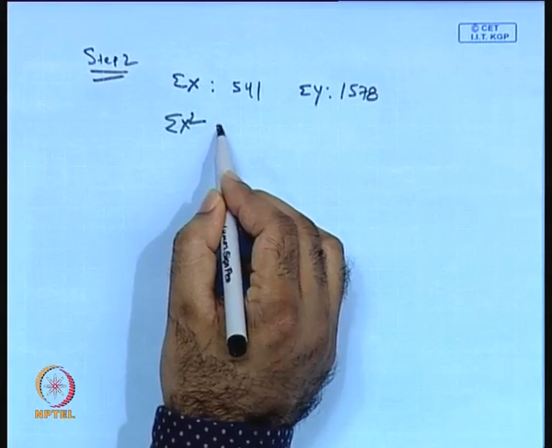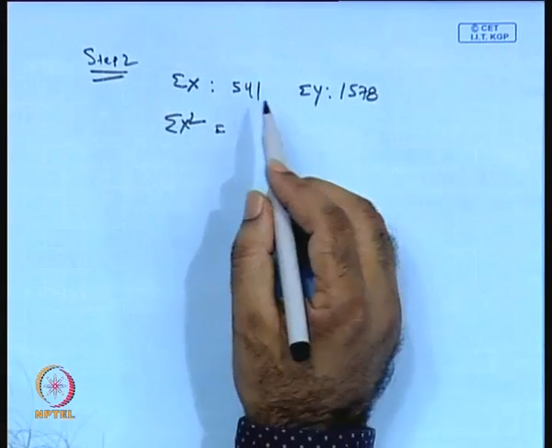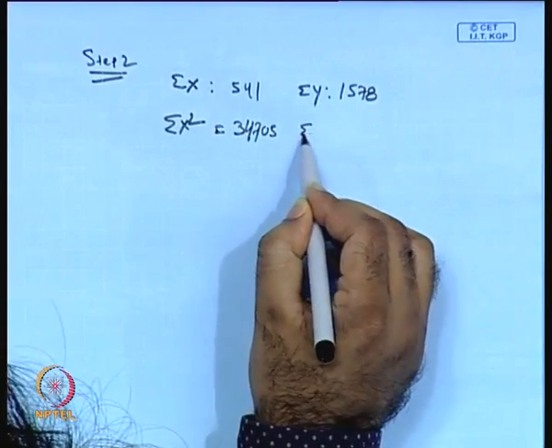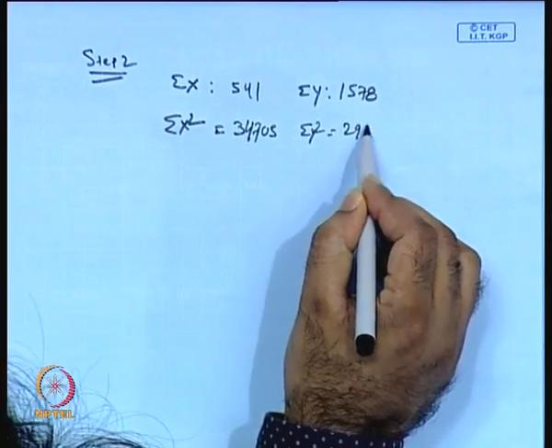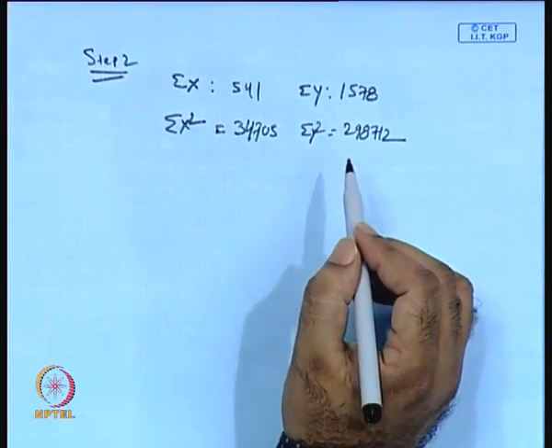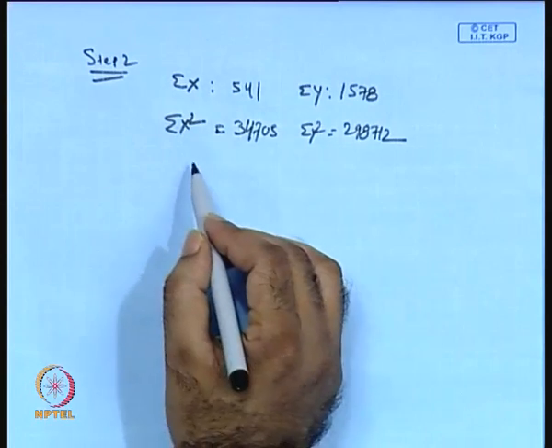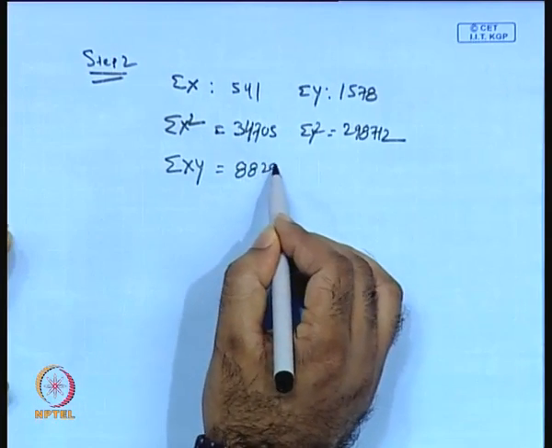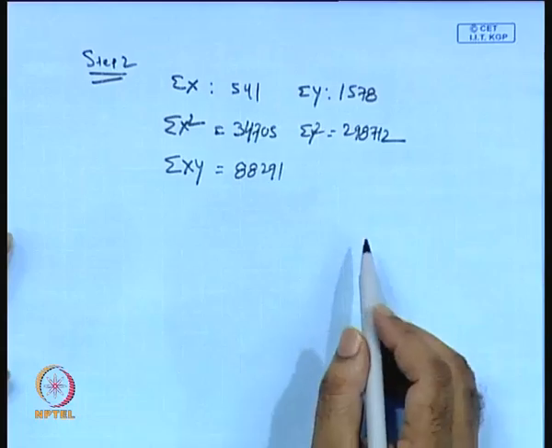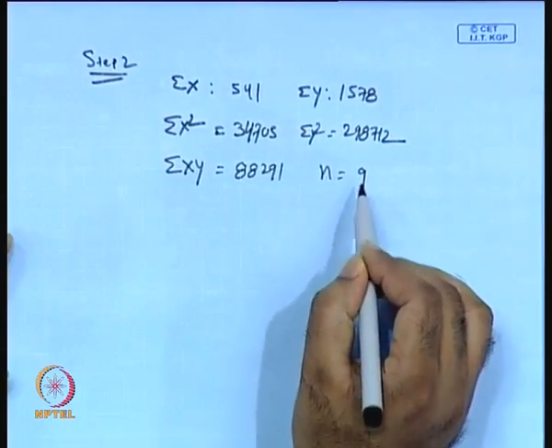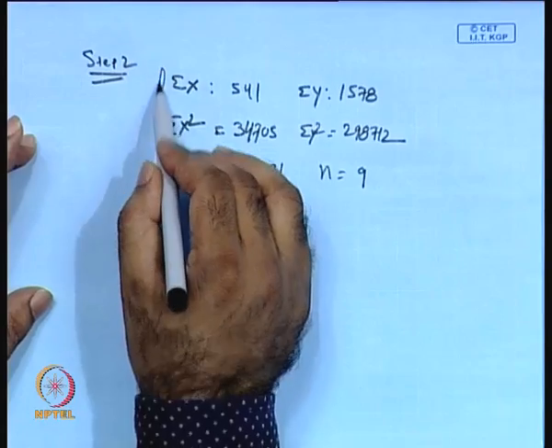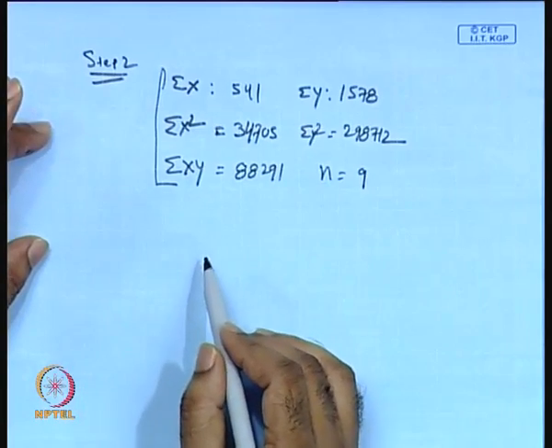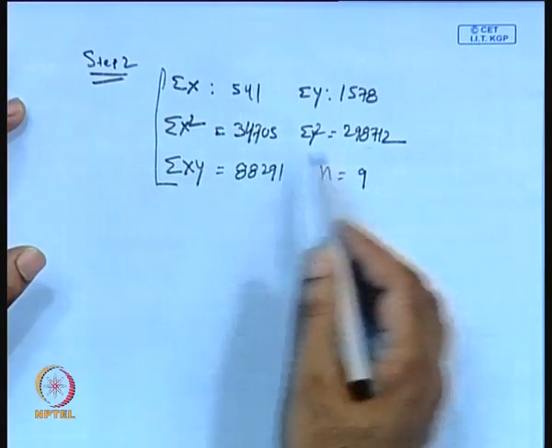Summation x square is equal to 34705, and summation y square is equal to 298712. Similarly, there is another component, summation x y, which is nothing but 88291, and obviously n is equal to 9. So, this is the first process in step 2. We will call it step 2.